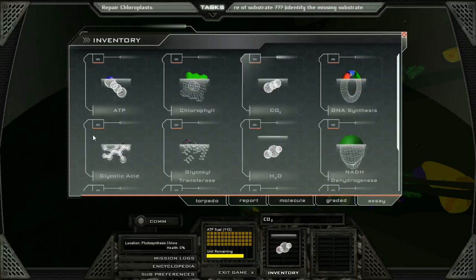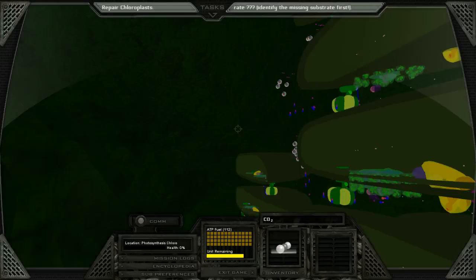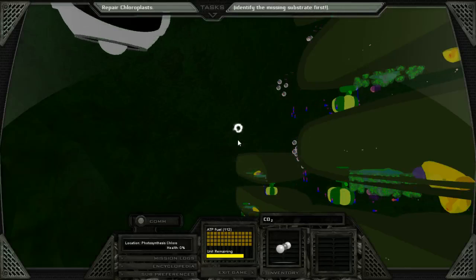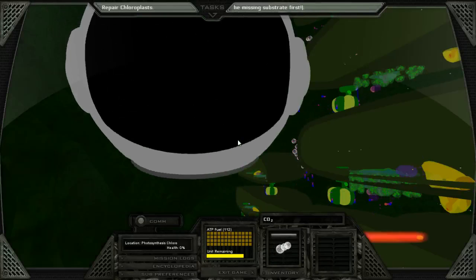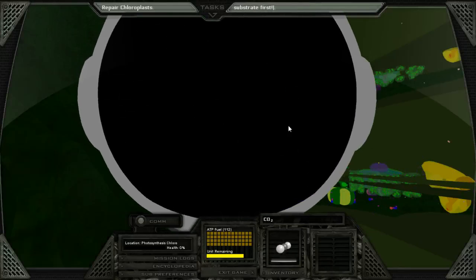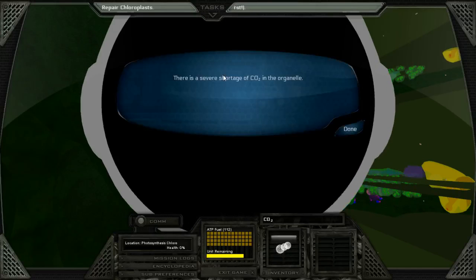Let's measure carbon dioxide. What does our robot have to say about that? He says, a severe shortage of CO2. Photosynthesis is a little more complicated. This measurement by itself may not be enough to tell us what's actually wrong.